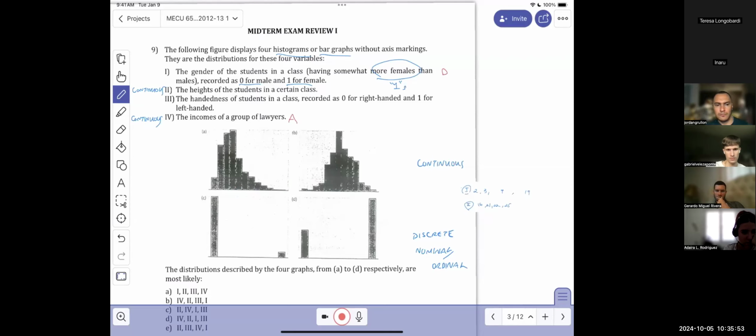And what do we have left? The height of students in a class would be the other one. So that's going to be B. And that leaves the left-handedness of students in a class, recorded 0 for right hand and 1 for left hand. So there's very few left-handed kids. All right, so in order, A is 4, B is 2, Roman numerals, C is 3, and D is 1.